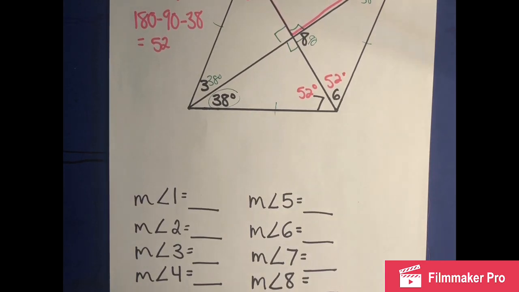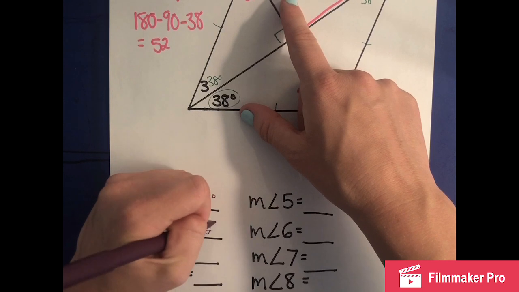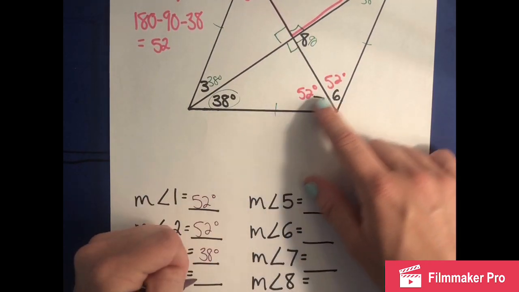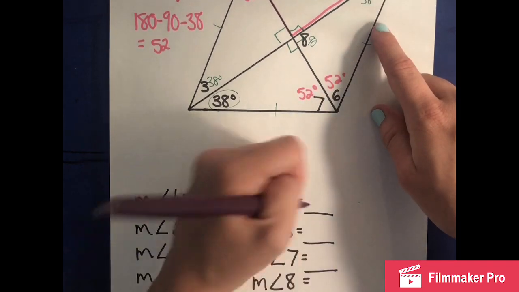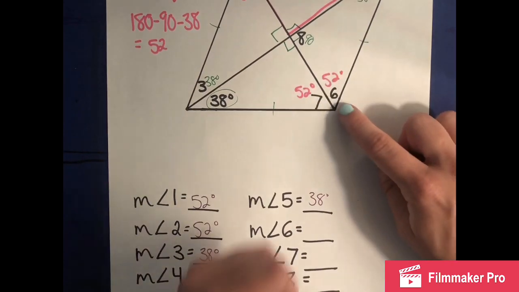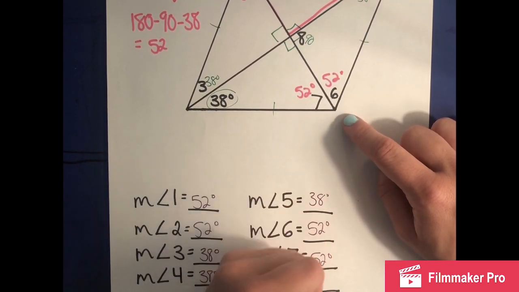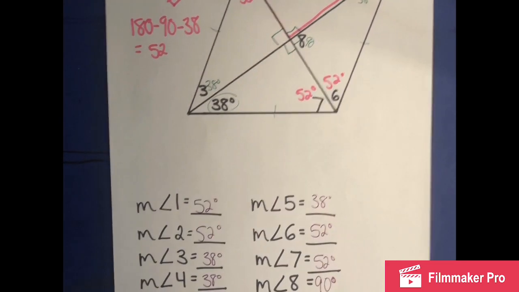Number 1 is 52 degrees, 2 is 52 degrees, 3 is 38 degrees, 4 is 38 degrees, 5 is 38 degrees, 6 is 52 degrees, 7 is 52 degrees, and 8 is 90 degrees. That's that on that one.